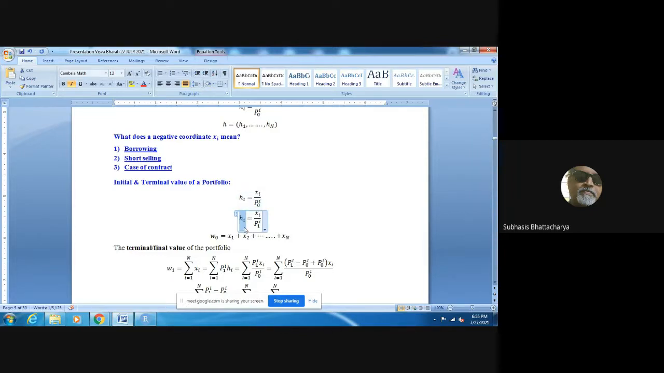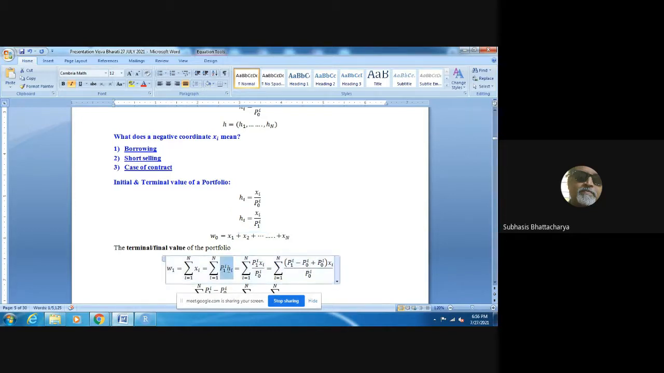These two are not the same. Mind this, these two are not the same. So we can consider these in terms of how the portfolio values change. This is the initial value of the portfolio. Now what is the final value of the portfolio? My money amount remains the same, that is summation of Xi, i equal to 1 to n. And the value of Xi is now P1i into Hi.